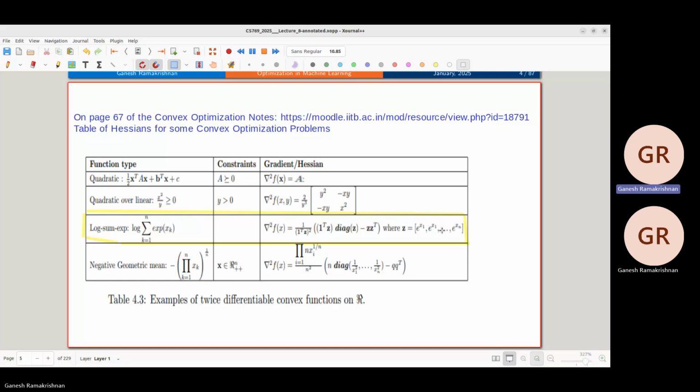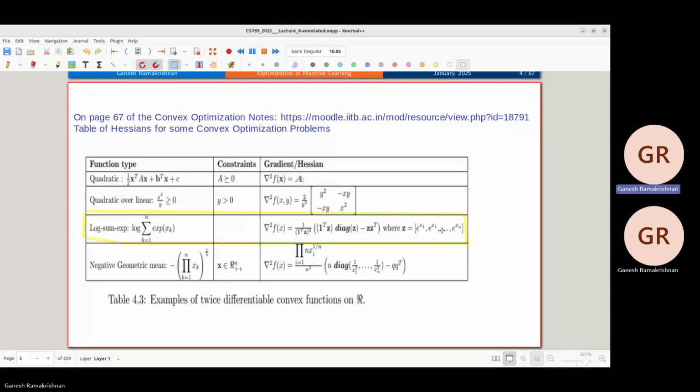So what is zz transpose? It's basically e^(2x1), e^(2x2) on the diagonal elements. Off-diagonal elements will be e^(x1+x2), in general e^(xi+xj). That's how this matrix zz transpose will look. I won't bother with the remaining part, which is just by virtue of the log. Log gives you 1 upon the sum of the e^x, right? That's coming here. Is that clear?